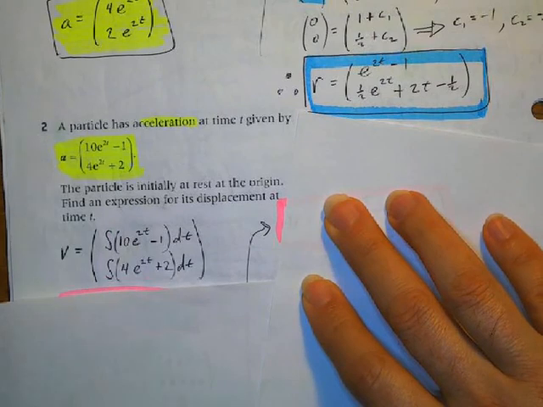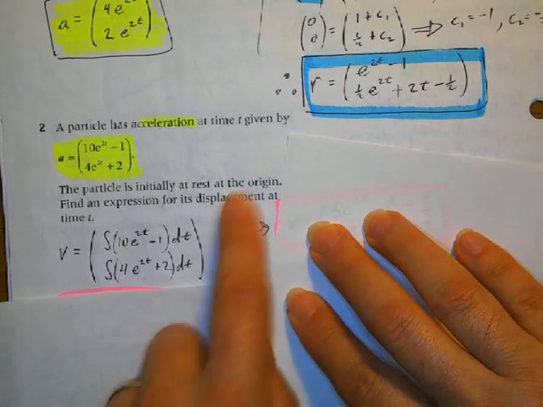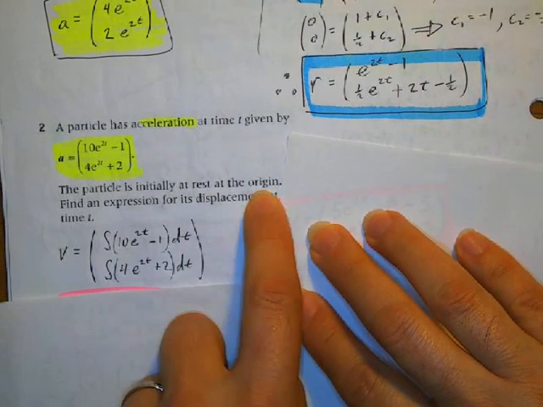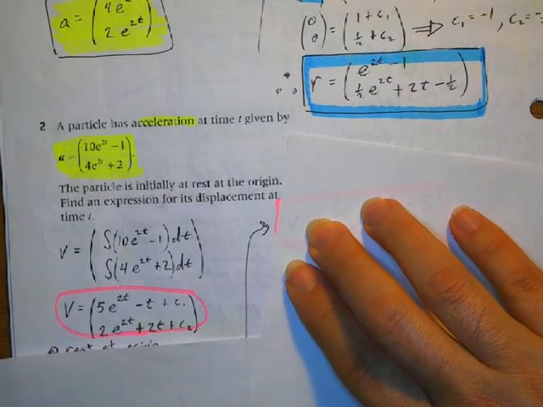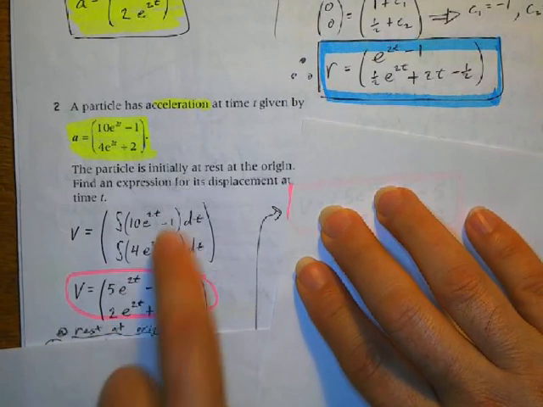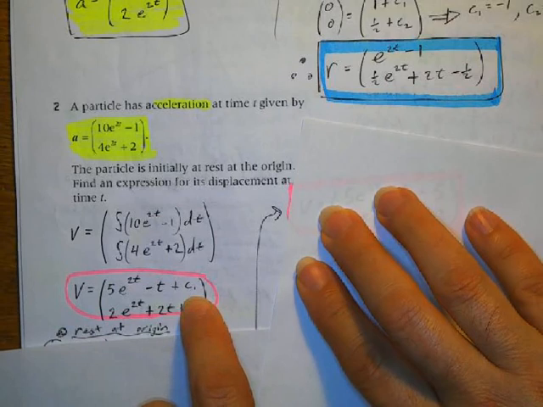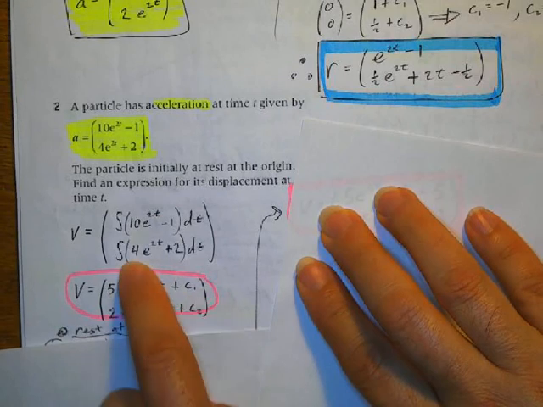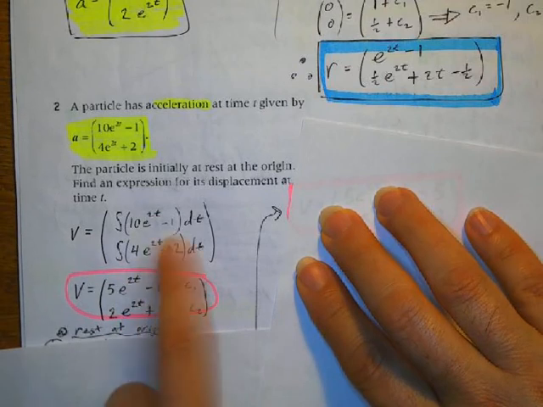Initially, it is at rest, so we'll talk about that in a second. But the antiderivative of 10e to the 2t is 5e to the 2t. The antiderivative of -1 is -t. And then we have my c1 constant. The antiderivative of 4e to the 2t is 2e to the 2t. The antiderivative of 2 is 2t. And we've got our c2 constant.